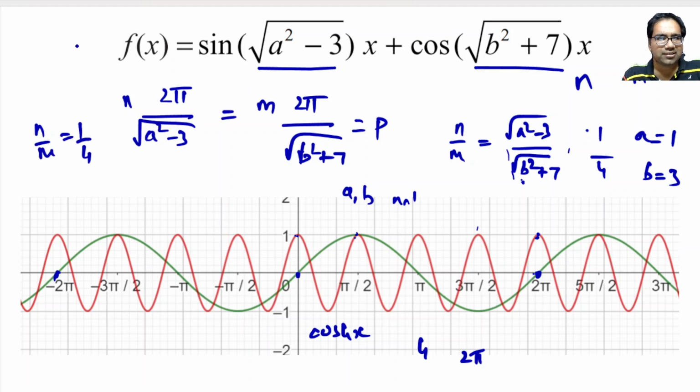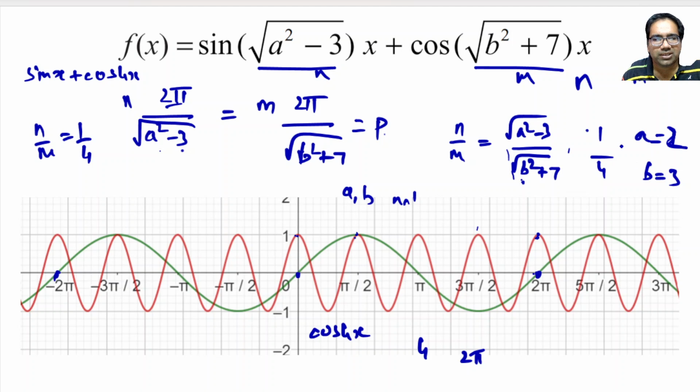What does that mean? This equation is actually sin x plus cos 4x. This is n, this is m, right? So what does that mean? After one cycle of sine and 4 cycles of cos, that is the period. One cycle of sine is taking 2 pi. And 4 cycles of cos, that is also taking 2 pi, right? Each cycle is taken here. Each cycle is taken when a is equal to what? Sorry, a is equal to 2.